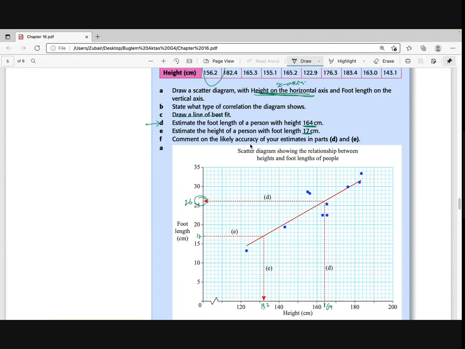Comment on the likely accuracy of your estimates in D and E. So in D and E, what do you think? Are they accurate? They're not 100%, but they're likely. Yes.